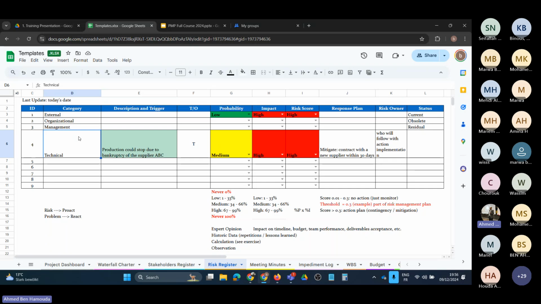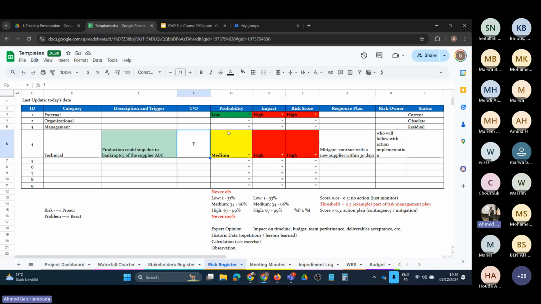Here you put the risk description. So, for example, production could stop, and then the triggering condition. Why production could stop? It's due to the probable bankruptcy of our main supplier. Okay, we call it ABC. Is this a threat or an opportunity? Yes, definitely a threat. Now, let's assess the probability. So this is a threat, not an opportunity. Now here, let's assess the probability of this risk.